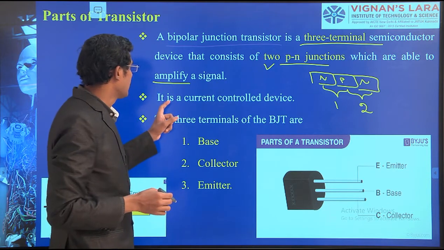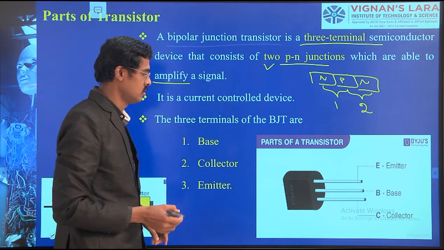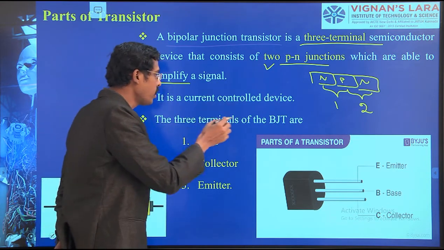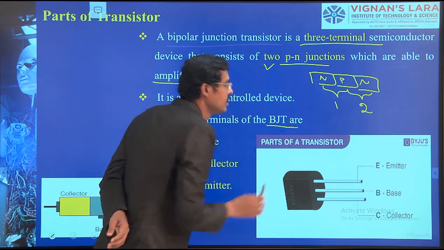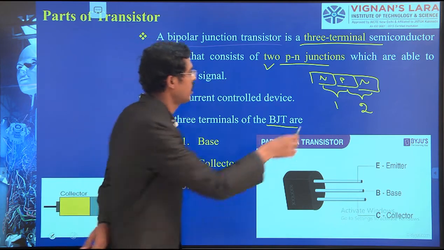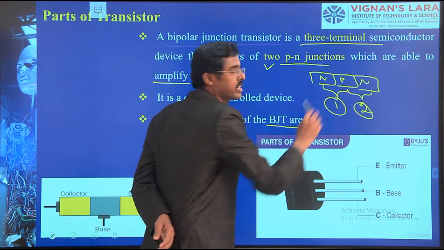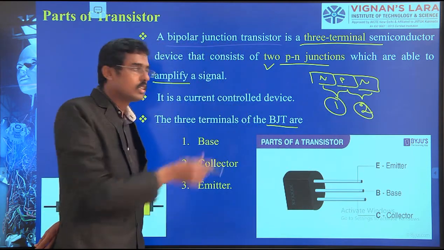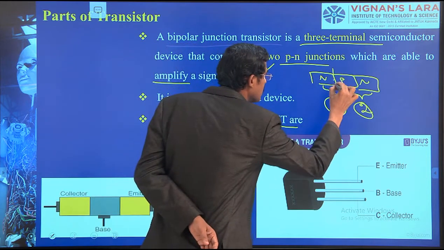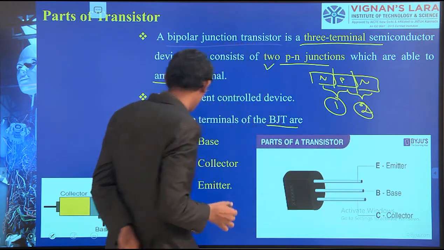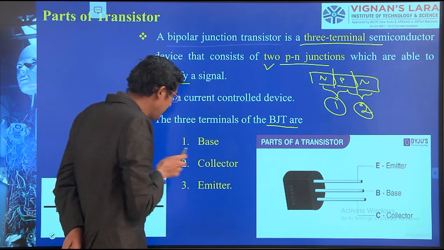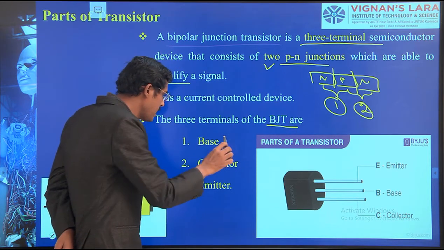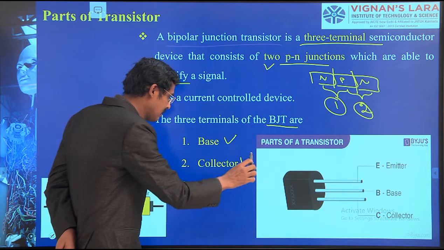It is a current controller device. The three terminals of the BJT, the bipolar junction transistor. We call this transistor a bipolar transistor. There are two junctions. Now I am telling these elements. There are three elements: number one a base, a collector, and the emitter.